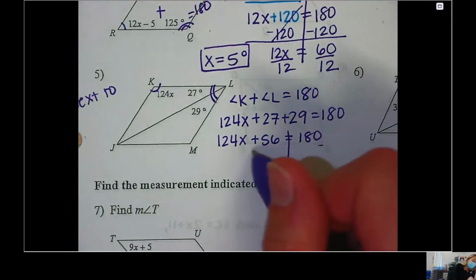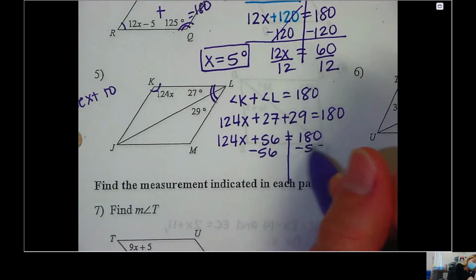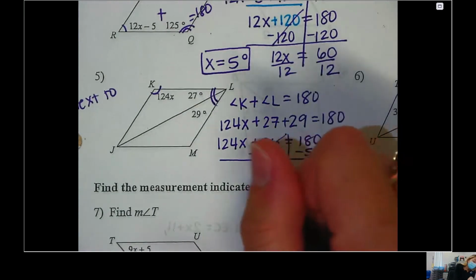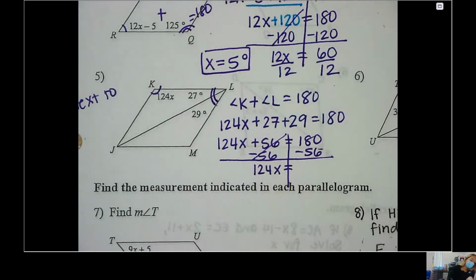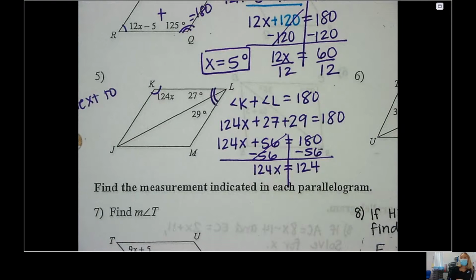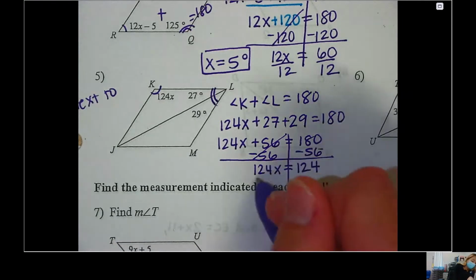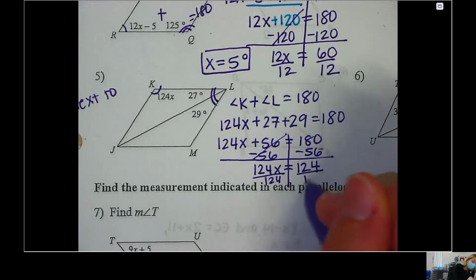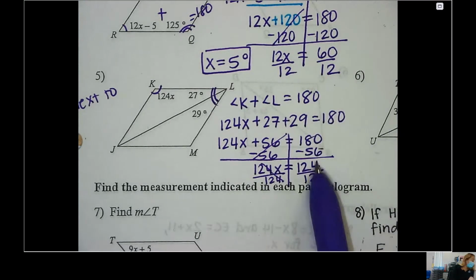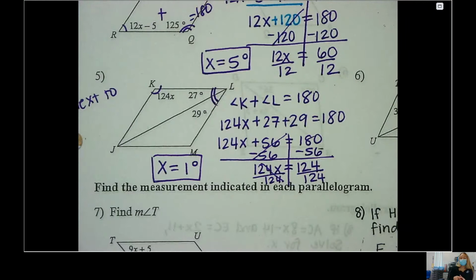Then you would subtract 56 from both sides. I apologize, there's not a lot of space. You get 124x equals 124. And then what's the final step? Divide. What do you get for your x value? 1 degree. Very good. So if you divide 124 divided by 124, you get 1. 1 degree. Beautiful.